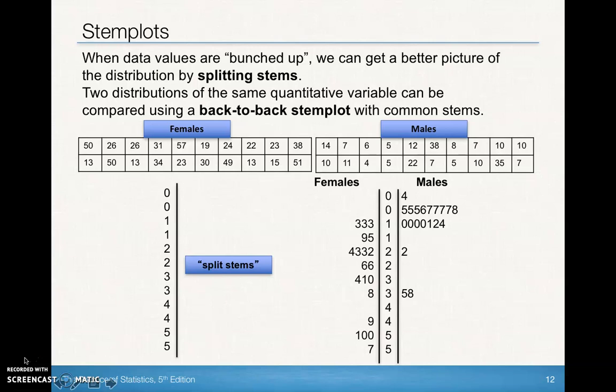And you can also do a back-to-back stem plot. Let's say you're comparing 2 different sets of data. So they have the same stems, but the males go off to the right and the females go off to the left. That'll be useful when you're comparing distributions.